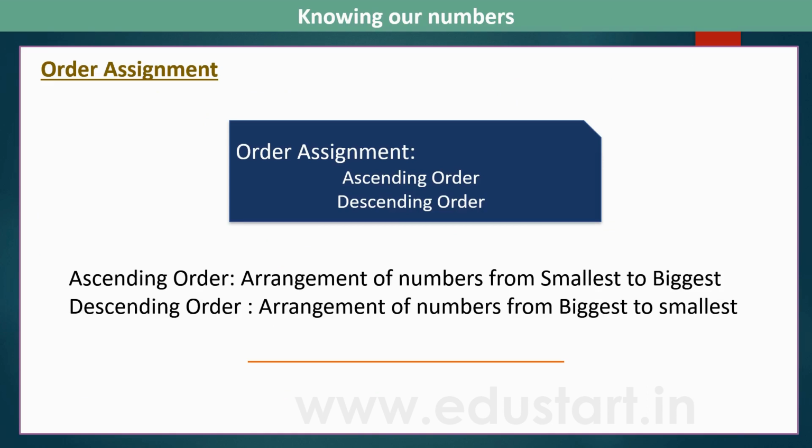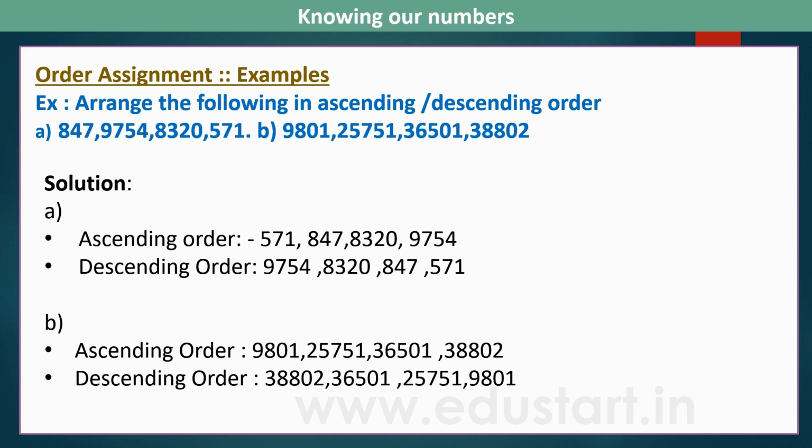Order assignment. So there are 2 types of order assignments. One is ascending order, one is descending order. So what do we mean by ascending order? The arrangement of numbers from smallest to biggest is known as ascending order, and the arrangement of numbers from biggest to smallest is known as descending order. So this is something we have to do. Let's do some examples of order assignment. Arrange the following in ascending or descending order.